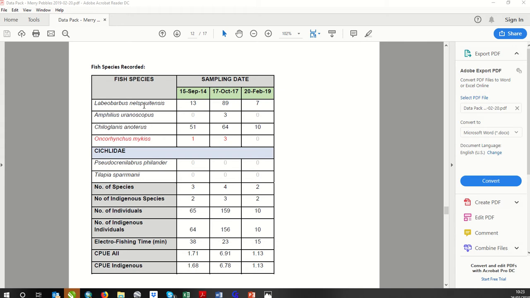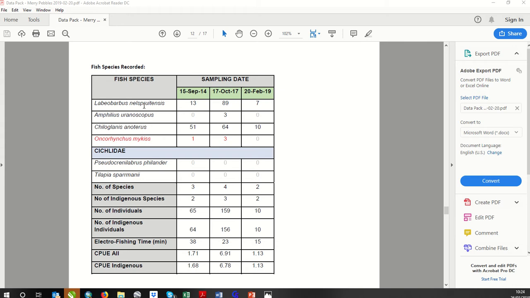So what's happened is this Labeobarbus natalensis is the new name for Varicorhinus natalensis. So it's actually Varicorhinus natalensis from the FRAI assessment perspective. It's just that the name was changed last year. So all the chisel mouth species, the Varicorhinus, are now all yellowfish.